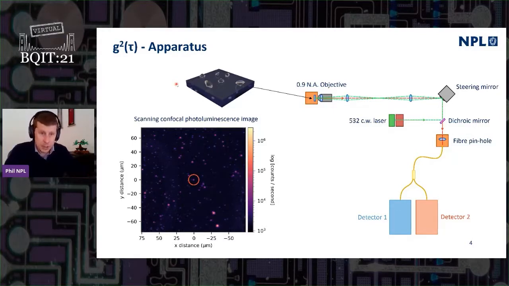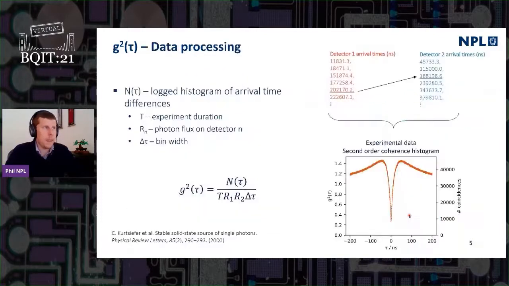So when we scan our laser spot around our sample, we find there's glowing spots, and these are photoluminescence images. So this is where the nanodiamonds are glowing red. And those red photons make their way back through our optical system, this time passing through the dichroic, and the fiber provides the pinhole to make this a confocal system. And for the G2 measurement, we split that light onto 2 detectors. And we use a time tagging method here.